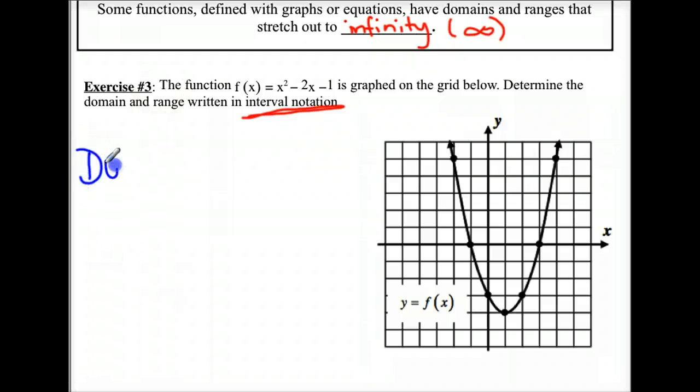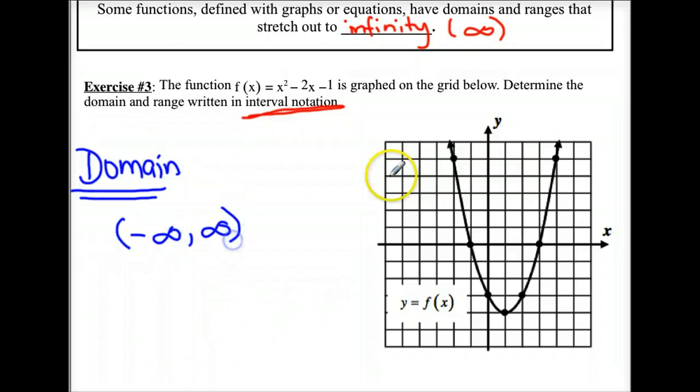So let's start writing our domain. So domain, my x values, I'm going to look, what's my x value? So this is a graph. I see the arrow. This arrow means it goes on forever and ever. So my domain is going to be -infinity to positive infinity, because this is going to stretch, stretch, stretch. I don't know where it's going to stop for the x value.